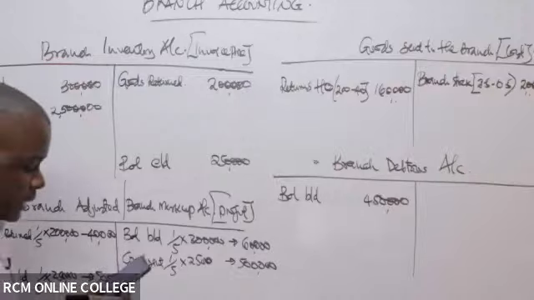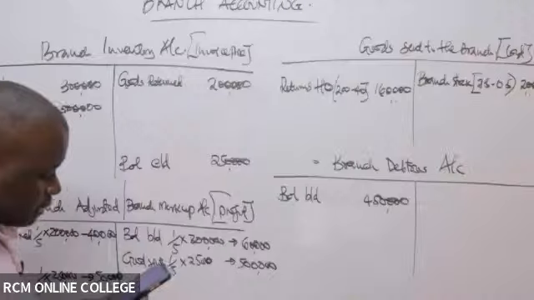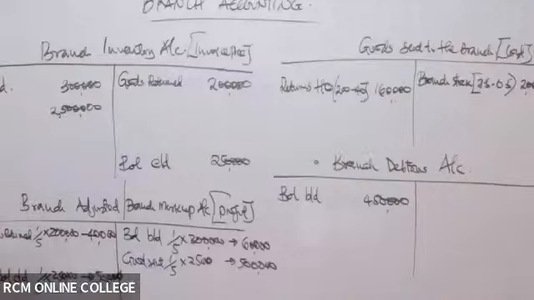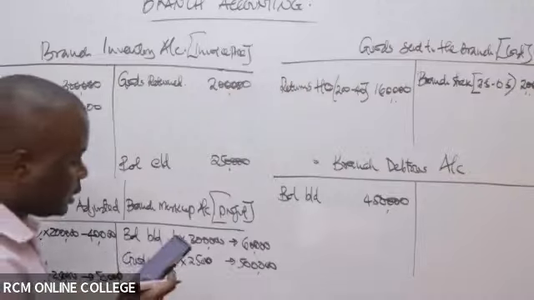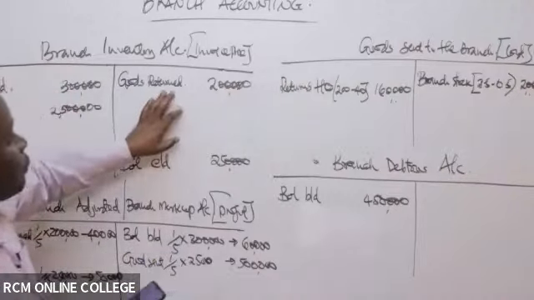Then there were cash sales, which were actually made. So in this case, maybe they received money through the bank or something. It means if you make a sale there at the branch, it will end up having to reduce your amount of inventory.